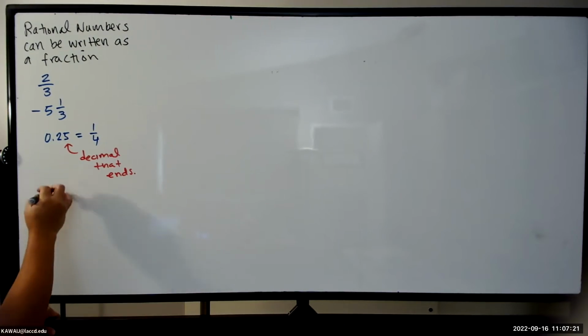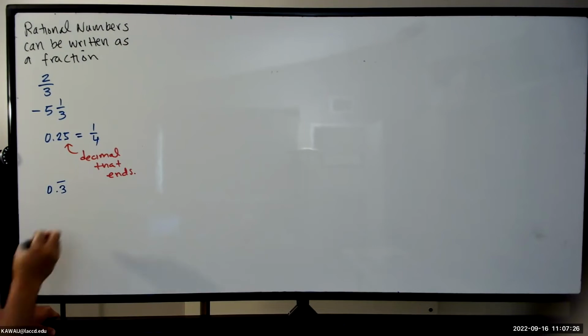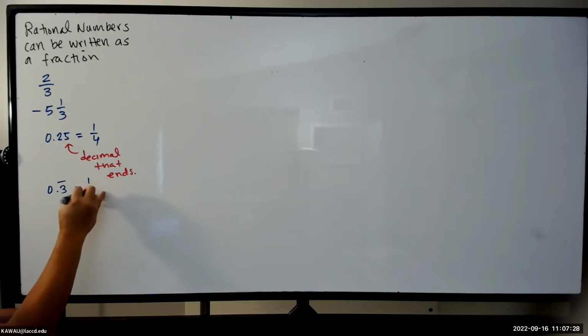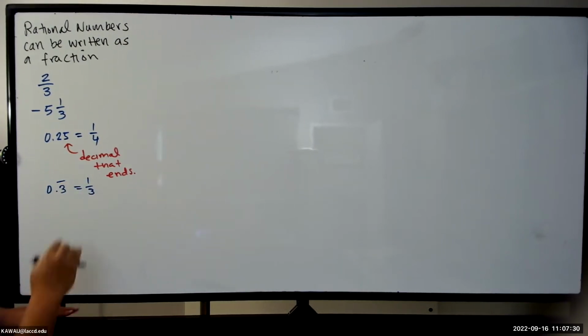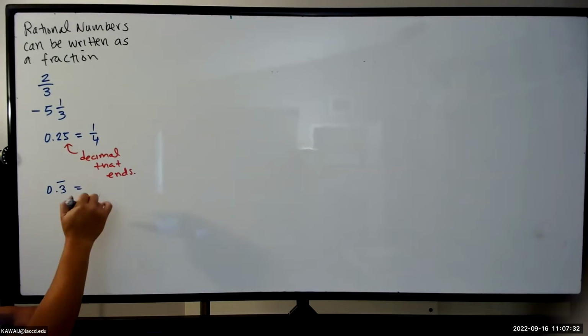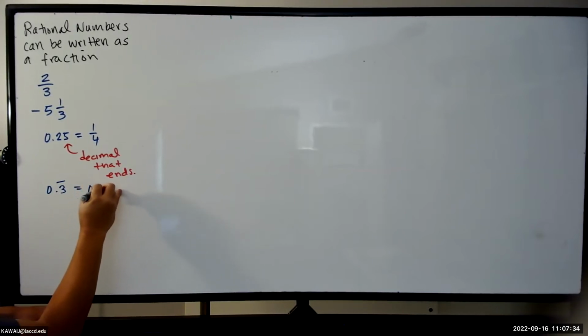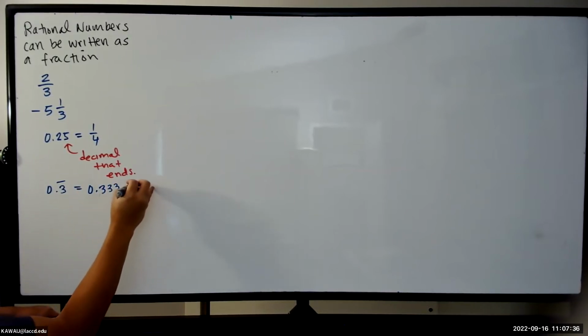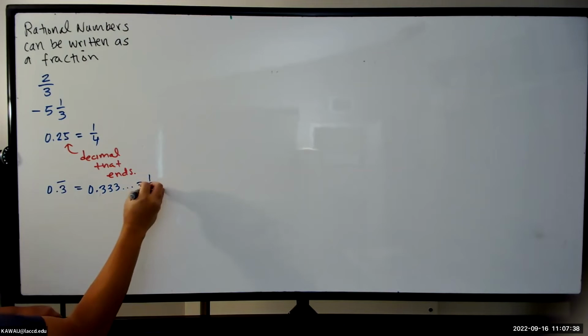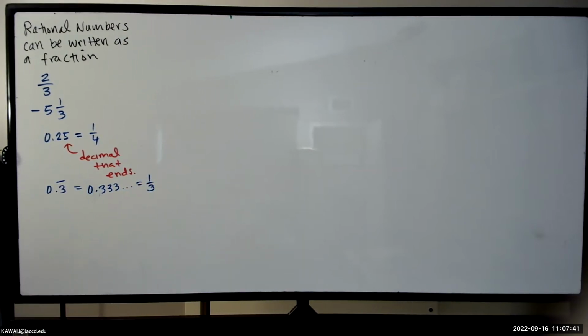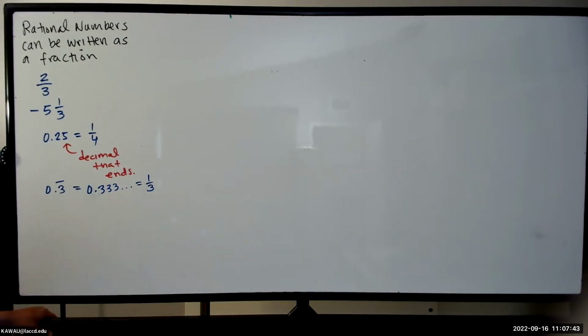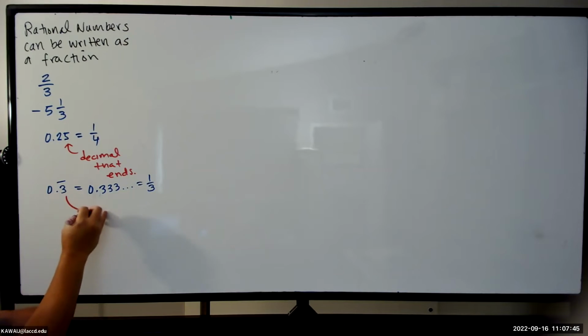Or I can have a decimal that goes on forever but it repeats. So even before I write that, let's say this is equal to 0.333, goes on forever. So a decimal that has a bar or repeats forever.